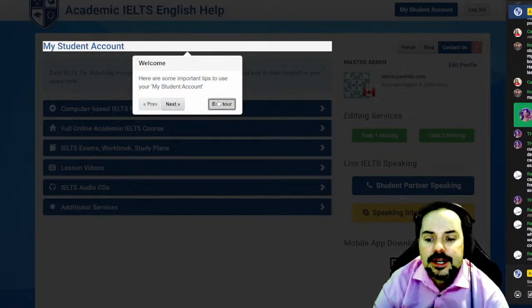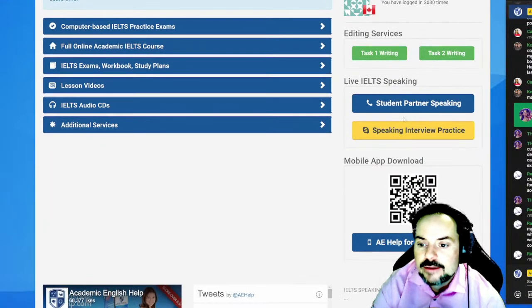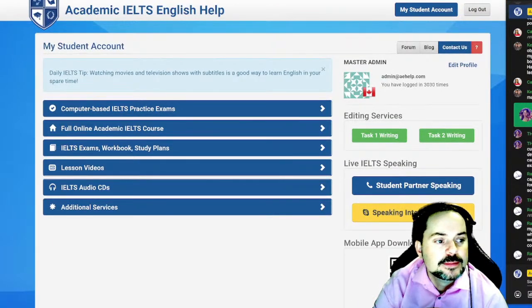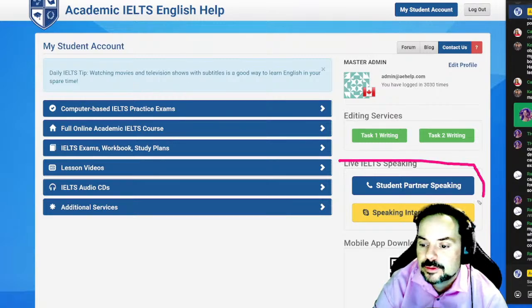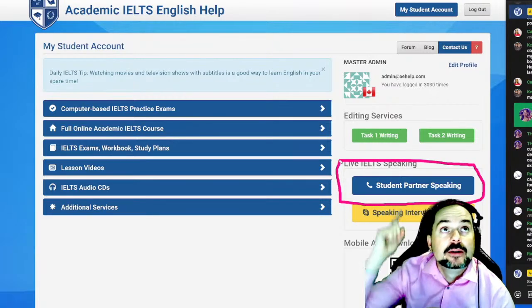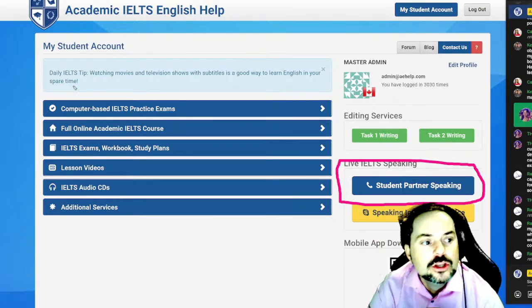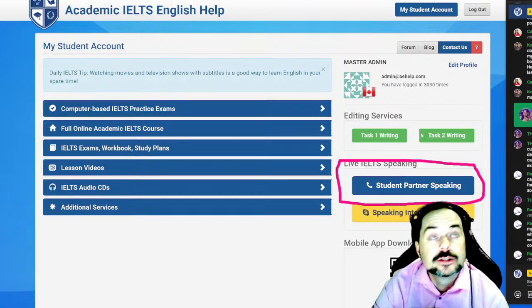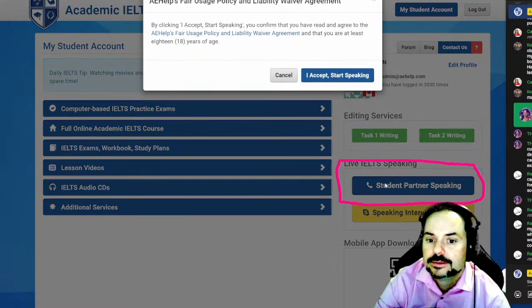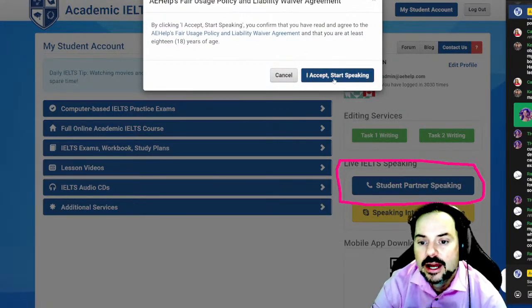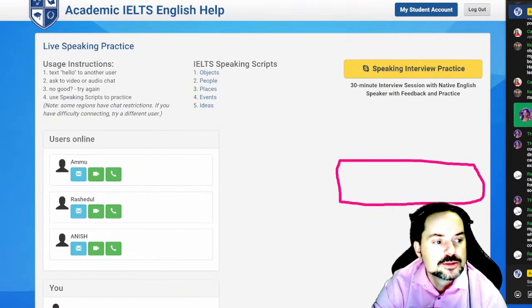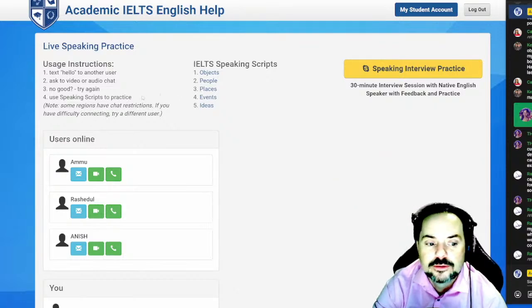Okay. And then in your My Student account, you have this Student Partner Speaking. It's right there, right above my head. You click on that Student Partner Speaking, and then you click I accept, start speaking. That just means that you accept that you will be polite and you are responsible for what you say.